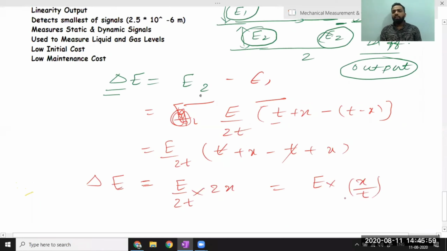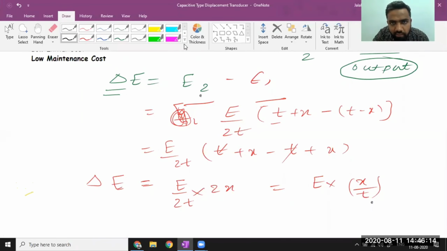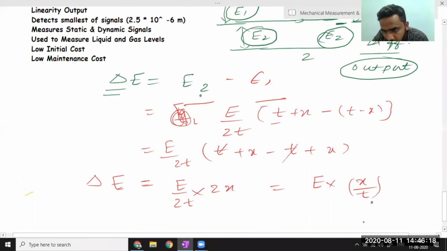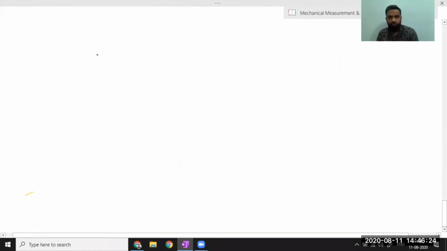Delta E is equal to X by T. Now just look at this thing. Just look at the output that we have got. I want everyone to look at it. I hope everyone is able to see. What we have got, delta E is proportional to E into X by T.